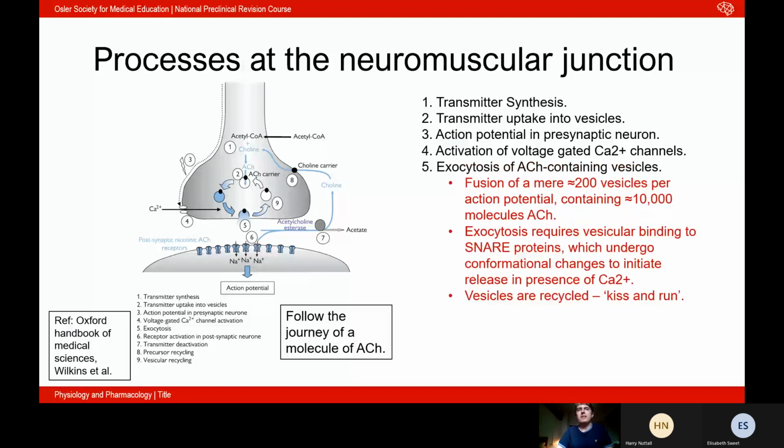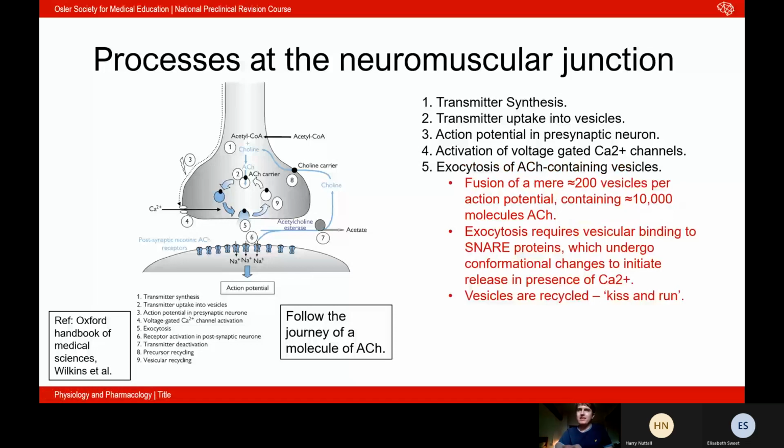Once again, it enables the exocytosis of these vesicles through the presynaptic membrane and into the synaptic cleft. And this is actually quite a small number of vesicles that you get released in response to an action potential, only about 200, each containing about 10,000 molecules of acetylcholine.